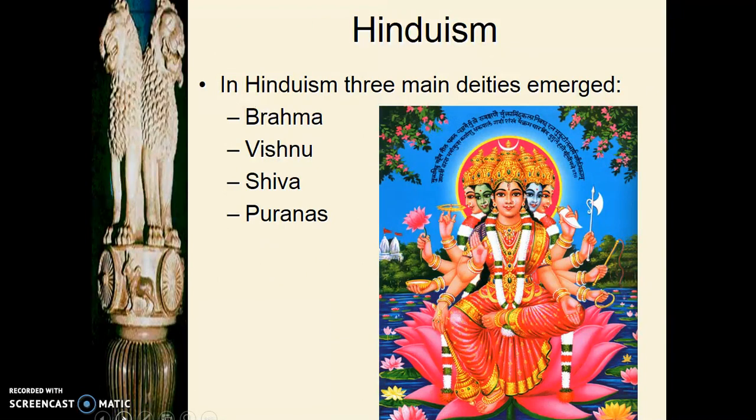Hinduism. Hinduism has three main deities. Some believe that these deities are all one. Some believe that they're three separate. It depends on which branch of Hinduism you're looking at. Here are the names of the deities here. Brahma is the creator and personified universal spirit. Vishnu is the preserver god. Shiva is the god of death and fertility.